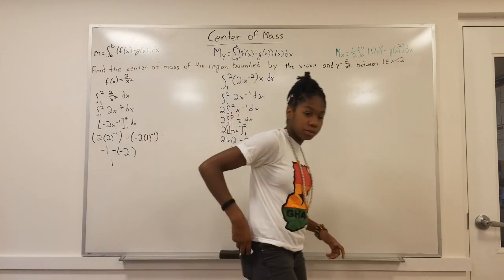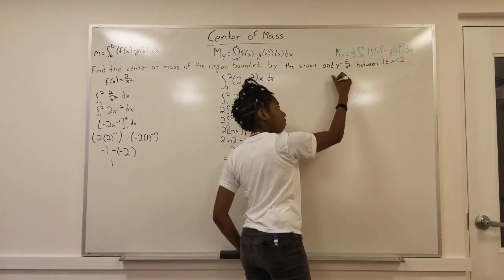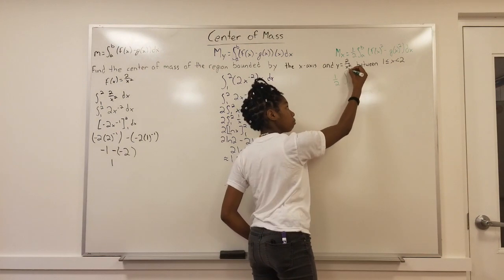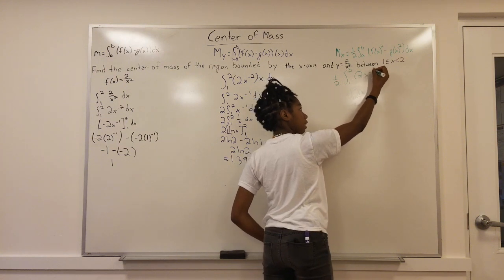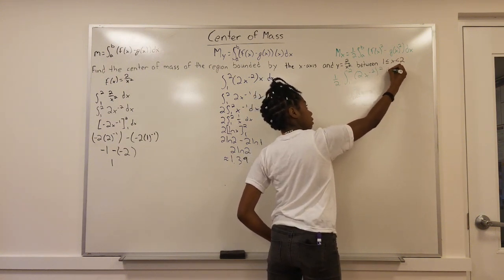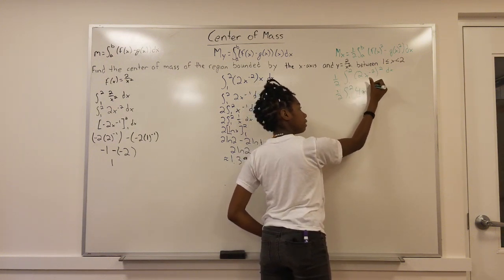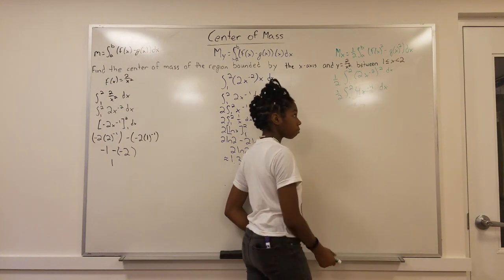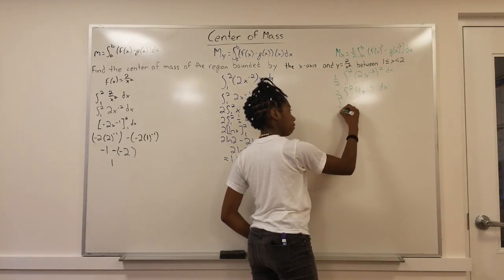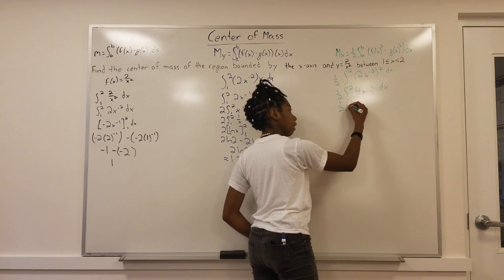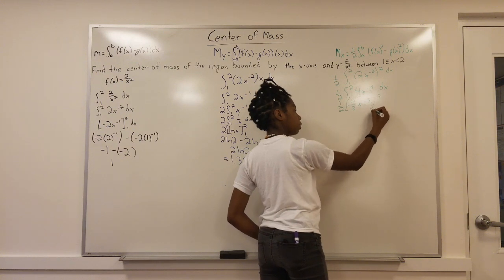Next step is to go to your m of x. So we want to do 1/2 times the integral from 1 to 2 of f of x squared. So just 2 times x to the negative 2, squared, dx. This is 1/2 times the integral from 1 to 2 of 4x to the negative 4 dx. And then you integrate. So 1/2 times negative 4/3 x to the negative 3 from 2 to 1.